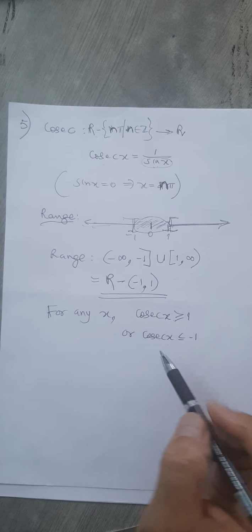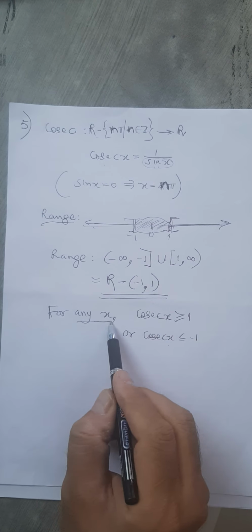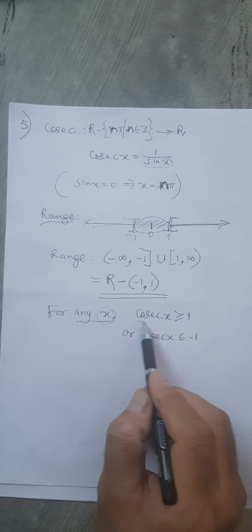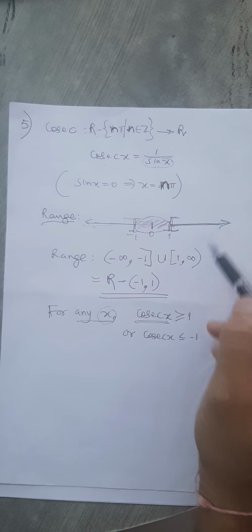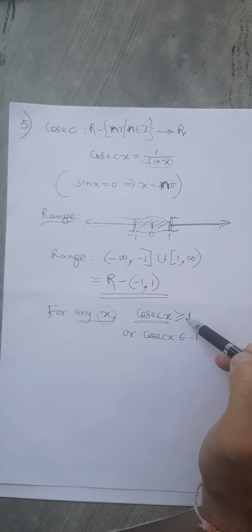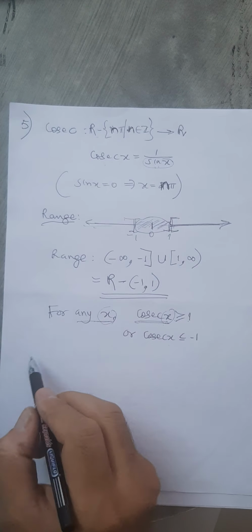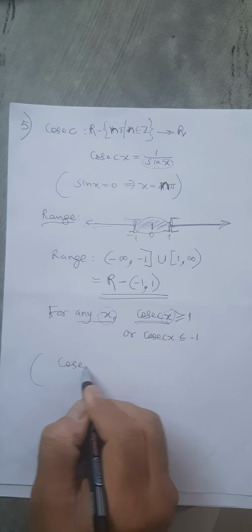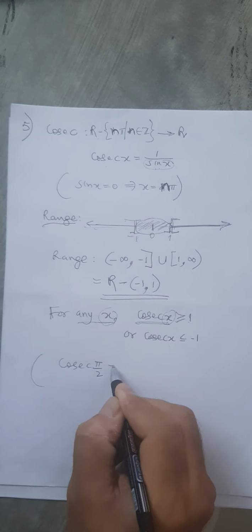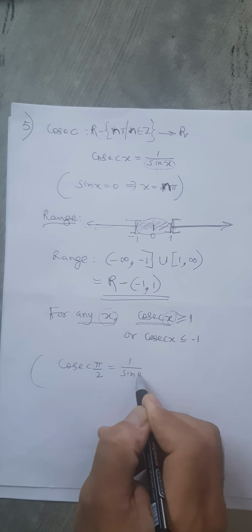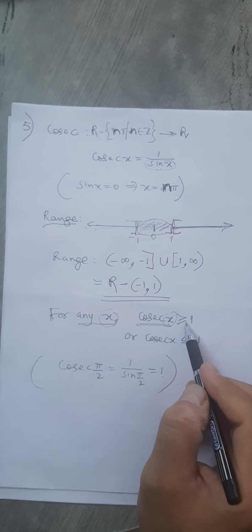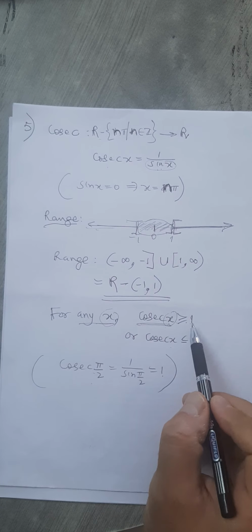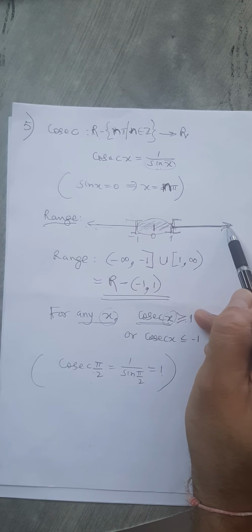That's why, for any arc length x or for any angle x, the value of the cosec function is 1 or more than 1. The value can be 1. You try to find x for which this becomes 1. For example, you take pi by 2, you know this. Cosec pi by 2, 90 degrees, is 1 upon sine pi by 2. Sine pi by 2, you know, is 1. So cosec pi by 2 is 1. So the value can be 1, but not less than minus 1. So 1 or more than 1.